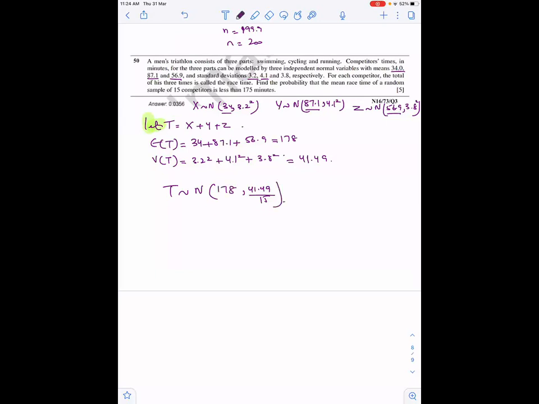Okay, so T is normally distributed with mean 178, where the variance is going to be 41.49 divided by 15. Why? Because this is of a sample, where the sample size is 15.